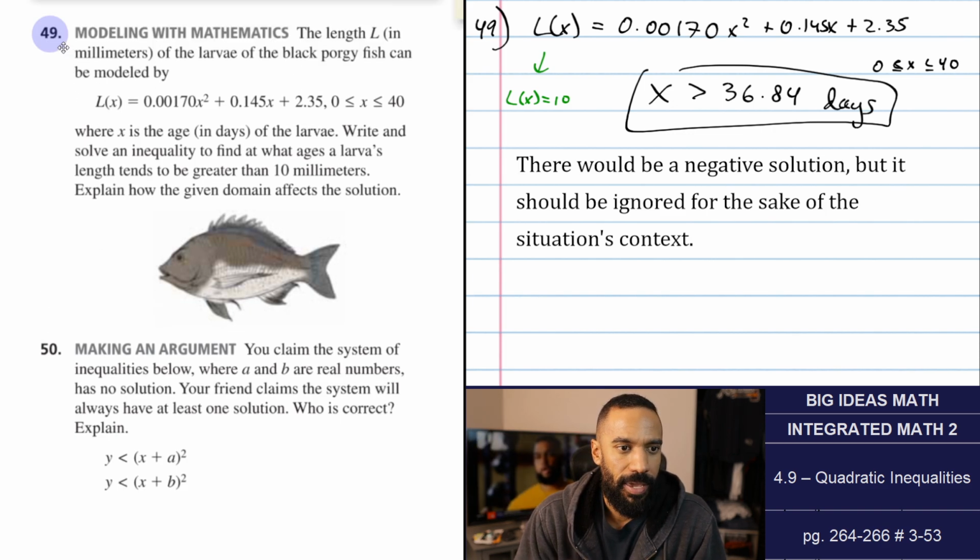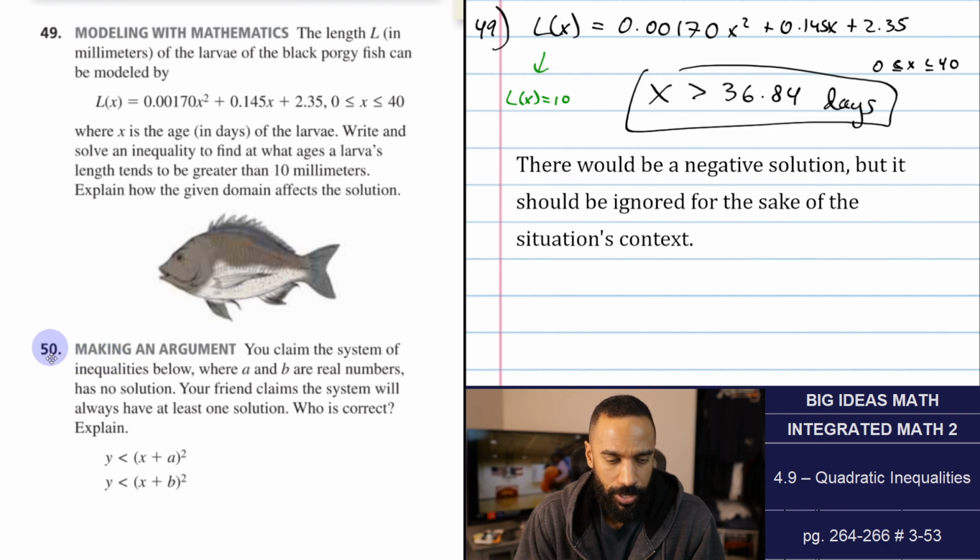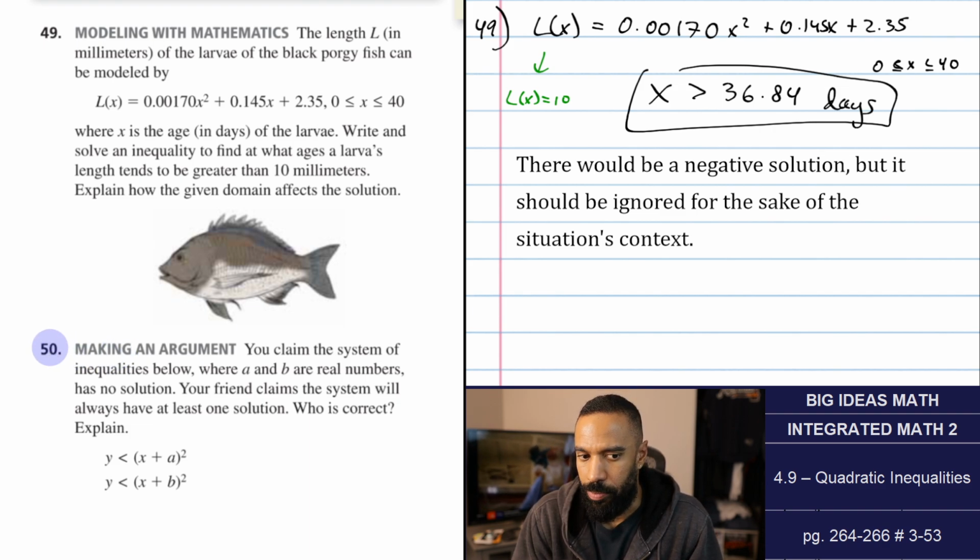Okay, number 50. Making an argument. You claim the system of inequalities below, where a and b are real numbers, has no solution. Your friend claims the system will always have at least one solution. Who's correct? Explain.